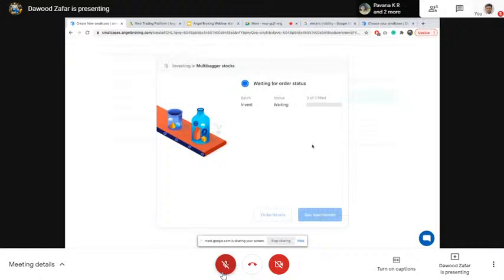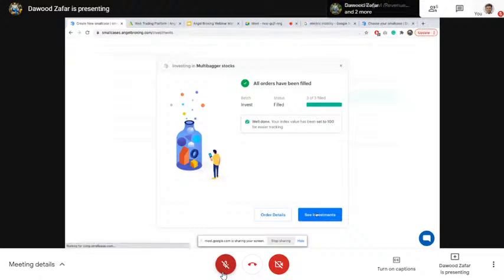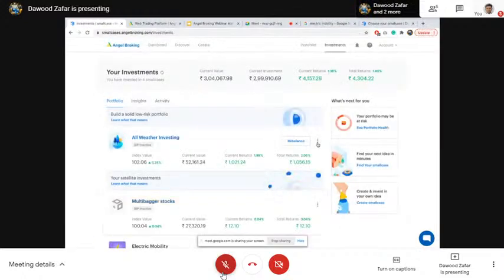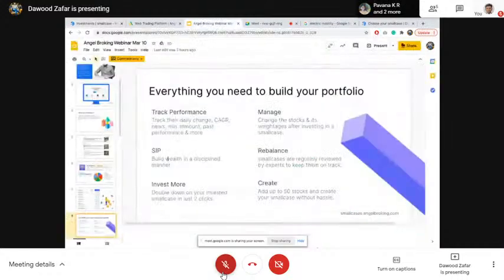Right. So this is how I started creating my smallcase. You can create your smallcase based on your own strategies. So this is done. Now let me come back. I have shown all these options to you guys.